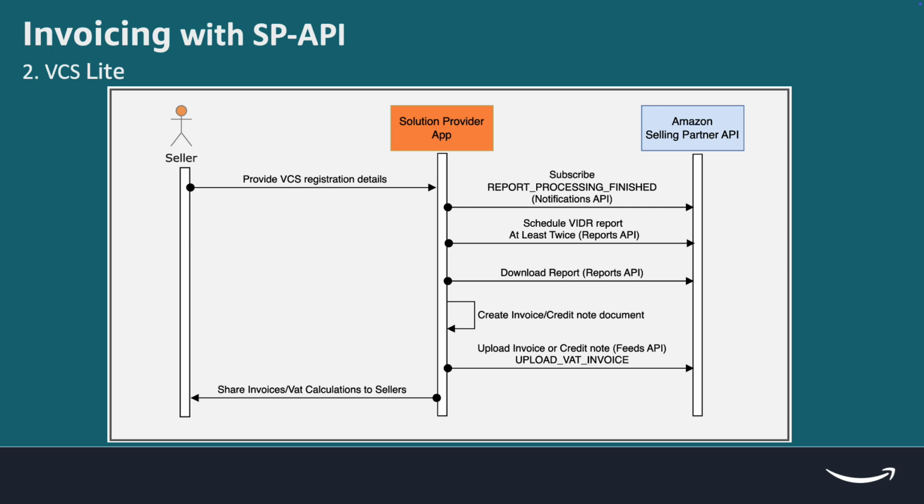These reports are scheduled, then downloaded, and provide all the data necessary to create both invoices and credit notes. Once the document is created, the Feeds API is used with the Upload VAT Invoice feed type in order to upload the document to Amazon.